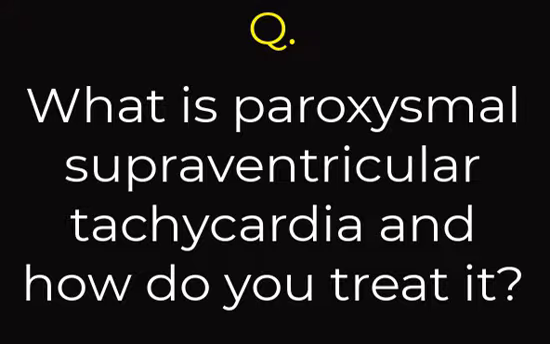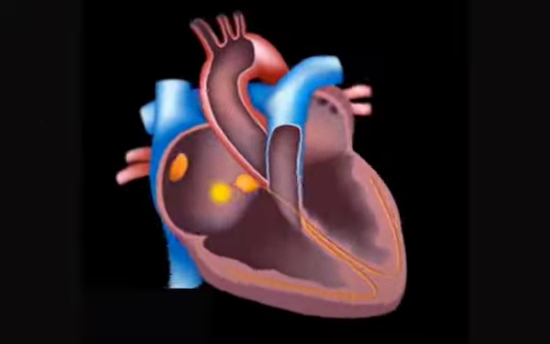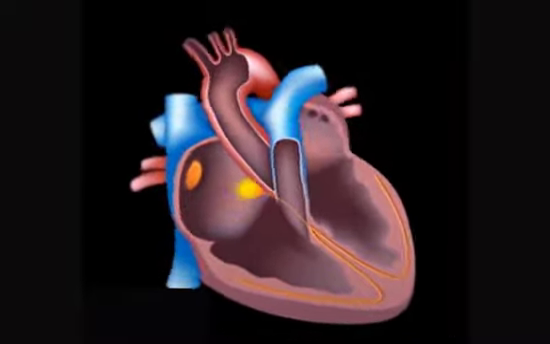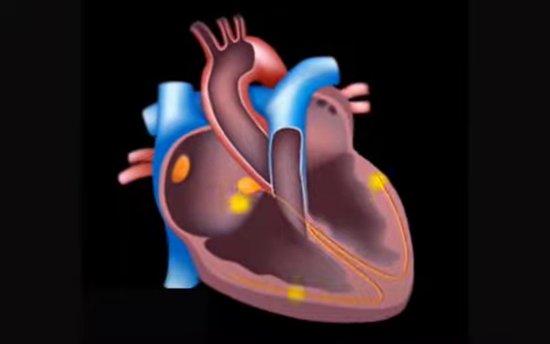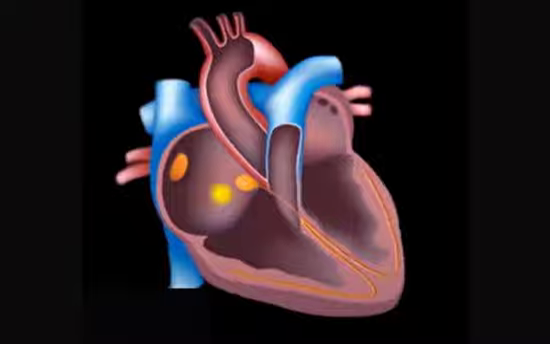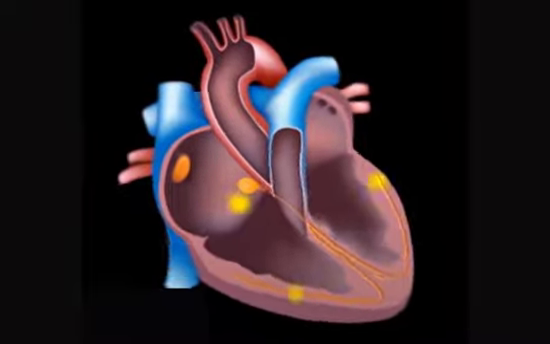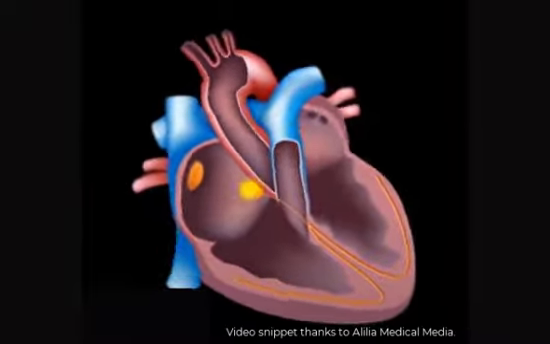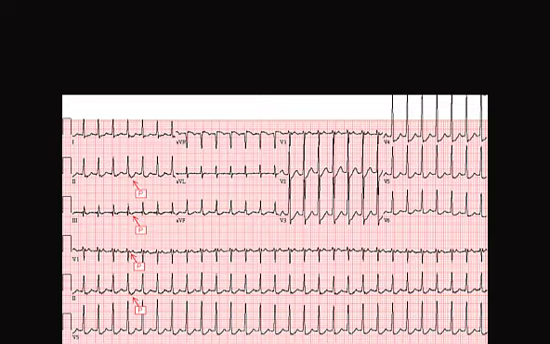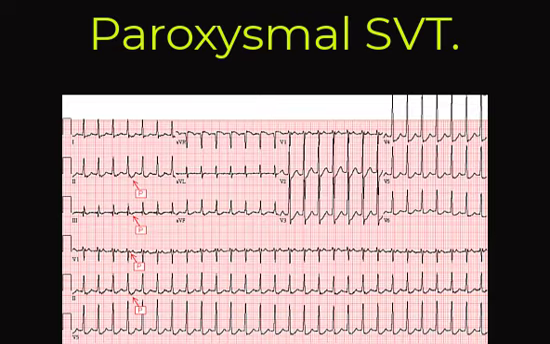So the question is, what is paroxysmal supraventricular tachycardia and how do you treat it? The phrase supraventricular tachycardia actually refers to all tachycardias that are generated up or above the AV node. So that would include, amongst others, atrial fibrillation, atrial flutter, and AV nodal reentry tachycardia, AV-NRT, which often comes and goes and is the one that people often refer to as paroxysmal SVT.